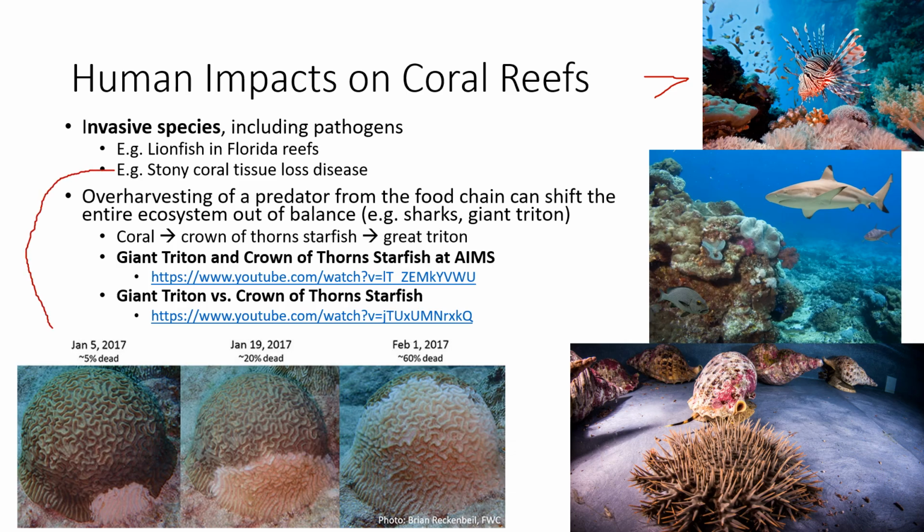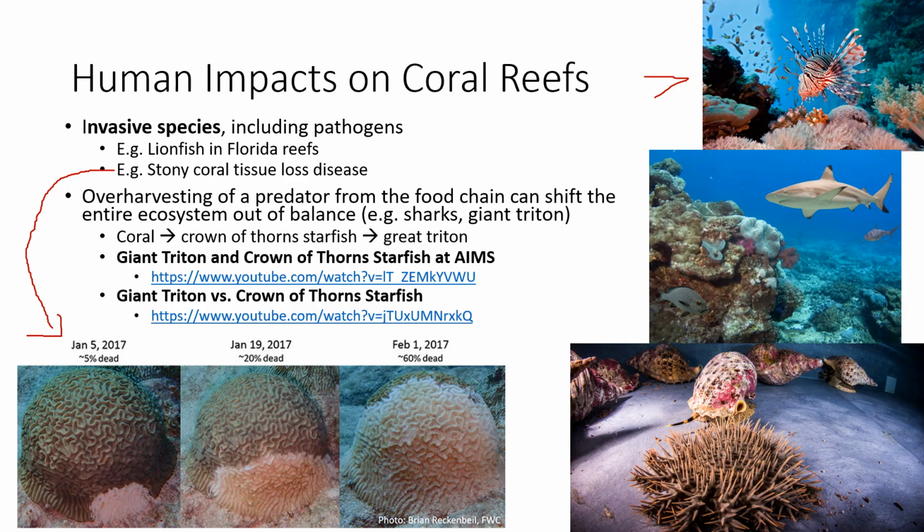Another one is a pathogen, stony coral tissue loss disease. And you can see how this coral over just a month has died due to stony coral tissue loss disease. So as that gets spread around the world through human activities, it's impacting coral reefs. We can overharvest a predator from the food chain, and that can stop that top-down regulation of organisms.